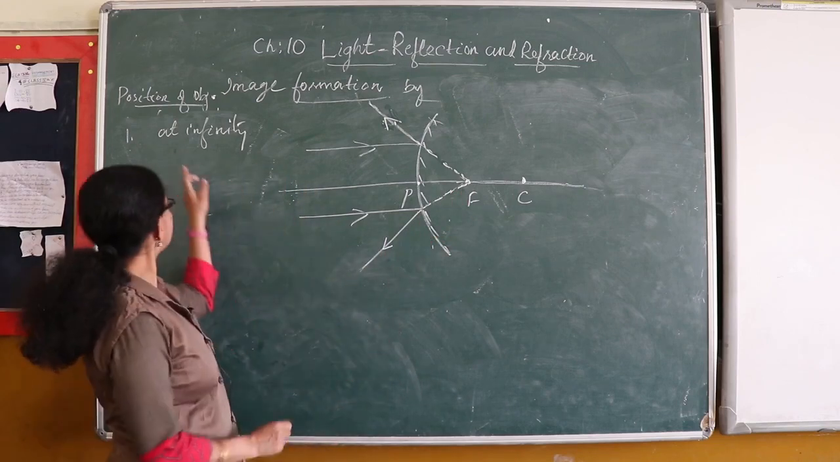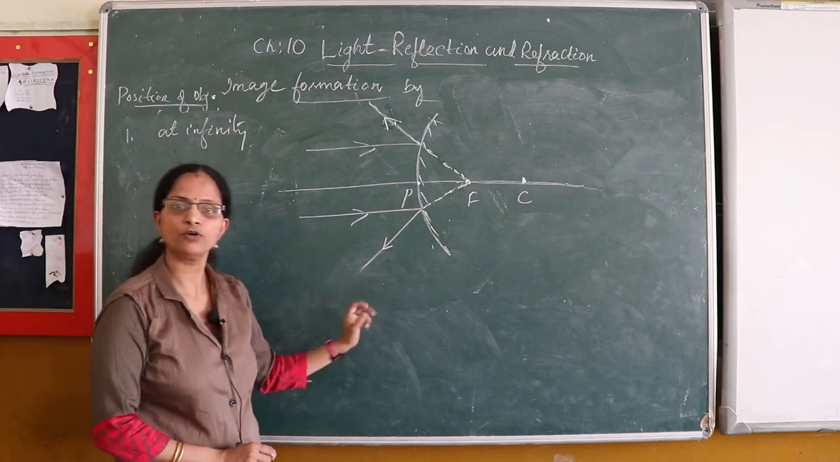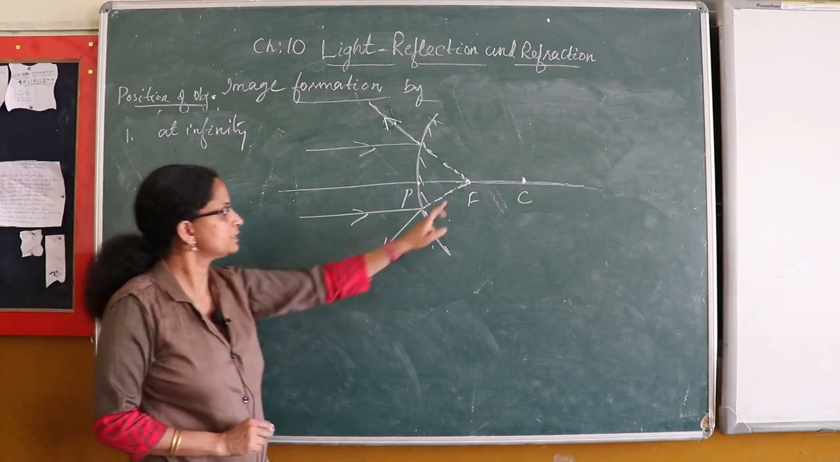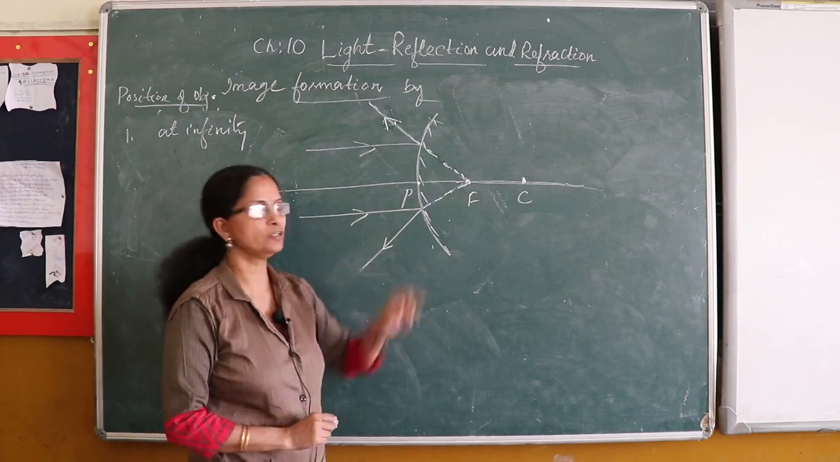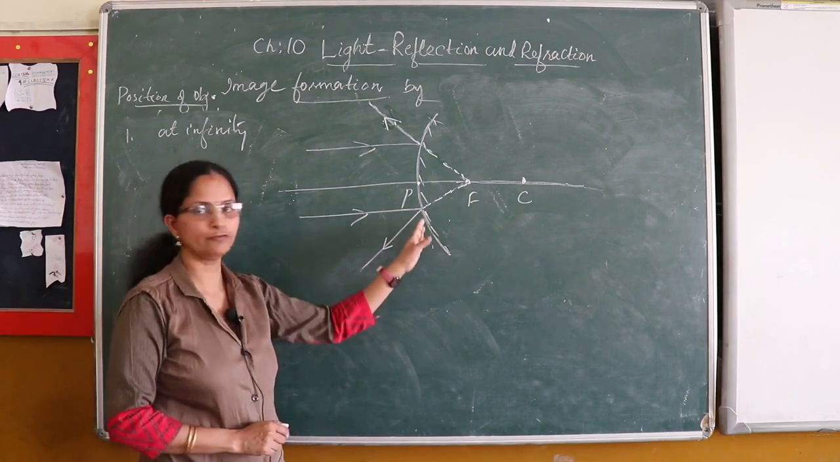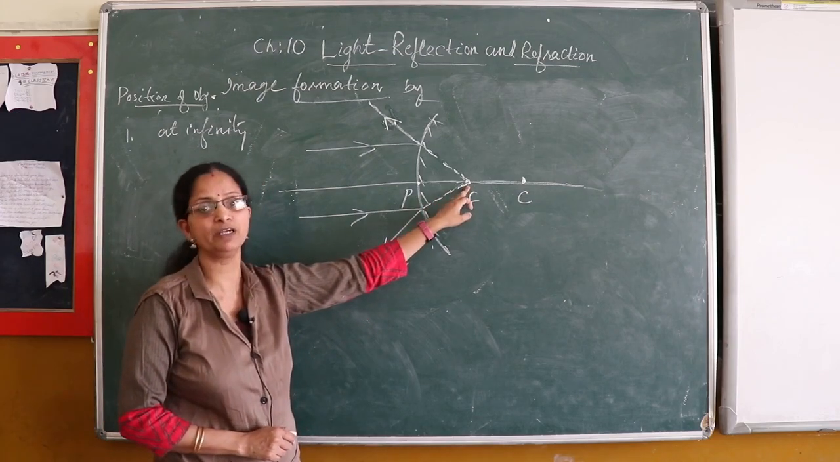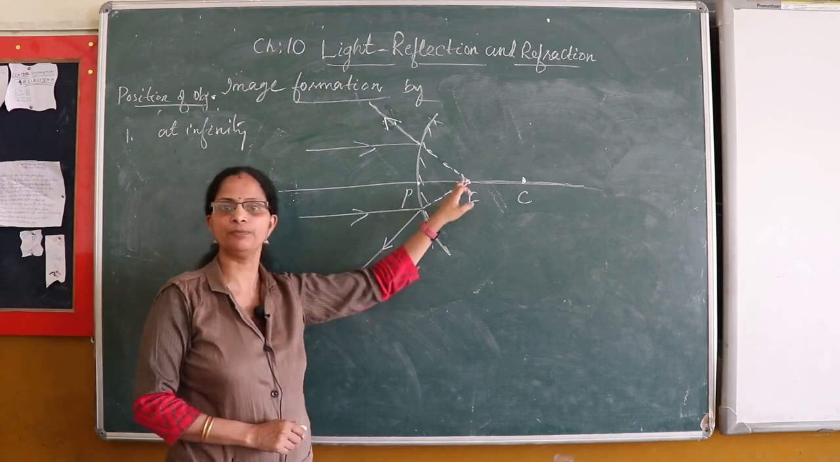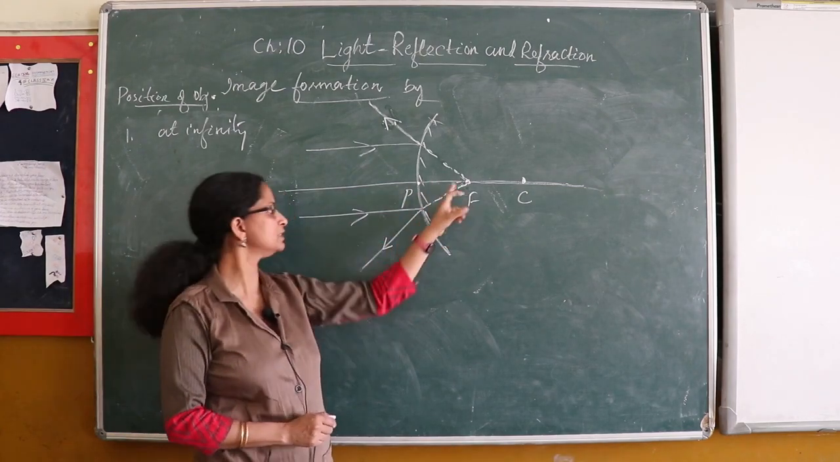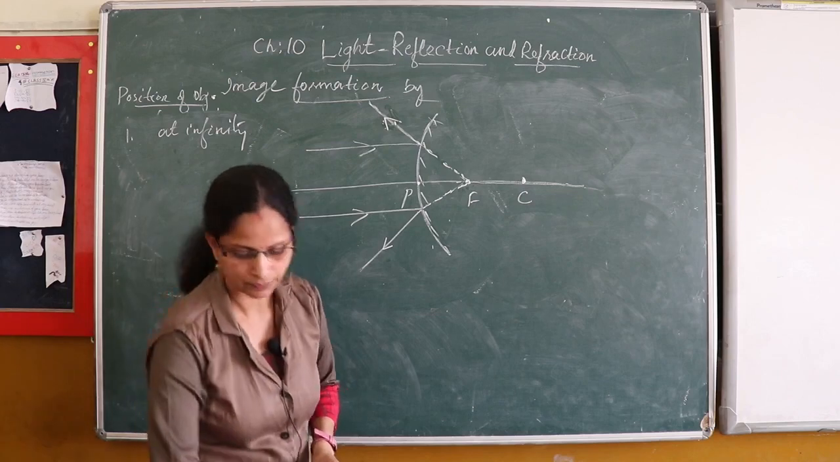So when the object is at infinity, in case of a convex mirror, the image formed is at the principal focus. A point-sized image is formed at the principal focus. We can see the rays appear to come from it. They are not actually coming and meeting; they appear to meet at a point, or appear to come from a point, that is the principal focus.